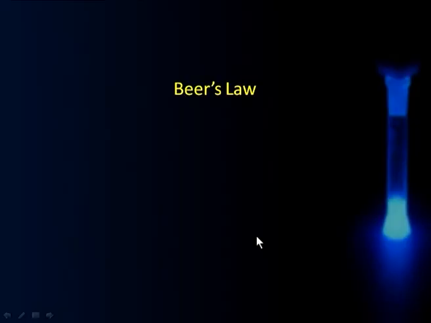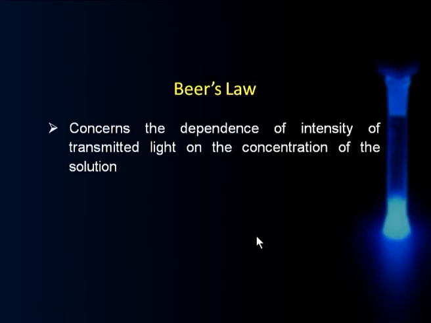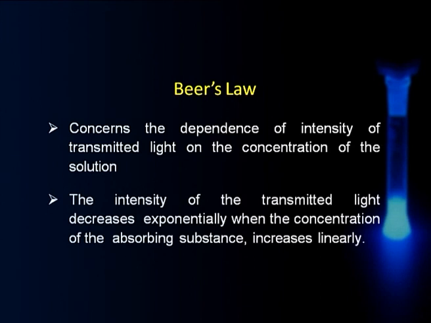Now similarly we talk about Beer's law. As I mentioned earlier, Beer's law concerns the dependence of intensity of transmitted light on the concentration of the solution. This also has the same kind of behavior, that is, the intensity of transmitted light decreases exponentially when the concentration of the absorbing substance increases linearly. Suppose I have 0.1 molar, 10% is absorbed. If it is 0.2 molar, the concentration becomes double. This will be similar to that, say from 90 becoming 81 and so on. This is exactly parallel to Lambert's law.